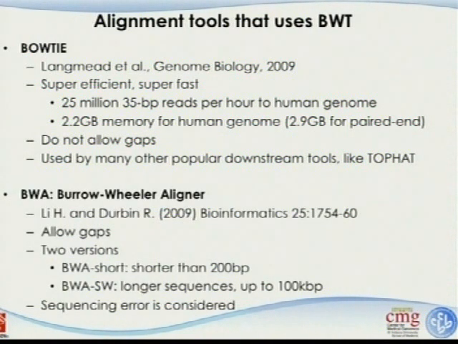And another algorithm that is probably more popular is called the Burrows-Wheeler Aligner, or BWA. Okay. And this is also published in 2009. And this one, compared to Bowtie, allows gaps. So these are some of the information that I would expect a graduate student from medical school to know. Okay. Bowtie doesn't allow gaps, and BWA allows gaps. And there are two versions of BWA. One is short, for reads shorter than 200 base pairs, and there's a long version as well. Okay. And another good feature of BWA is that sequencing error is considered when we do the alignment.